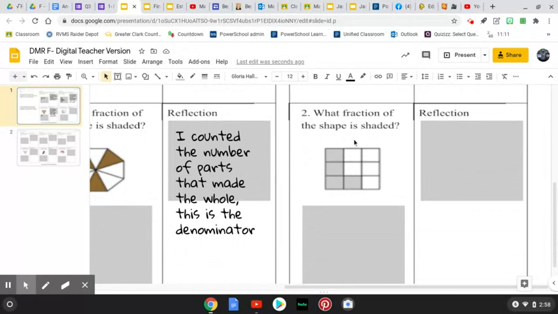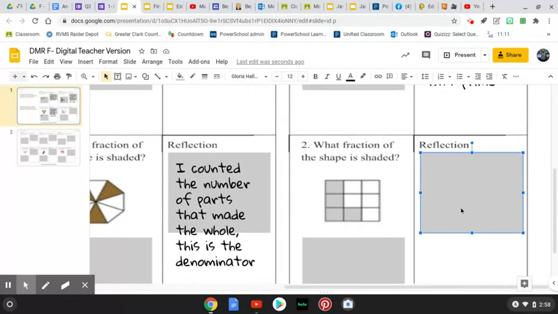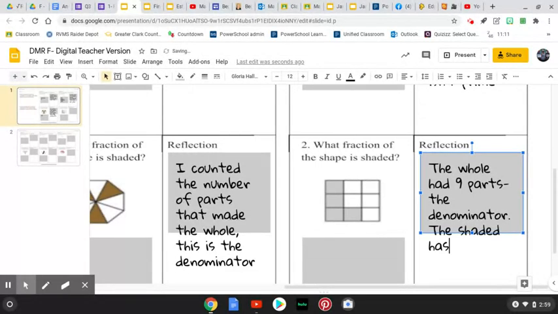We're doing the fraction of the shape that is shaded. So the first thing I want to do is count the parts in the whole. 1, 2, 3, 4, 5, 6, 7, 8, 9. So the 9 is my denominator. The whole has 9 parts. The denominator. The shaded has 4 parts. This is the numerator.